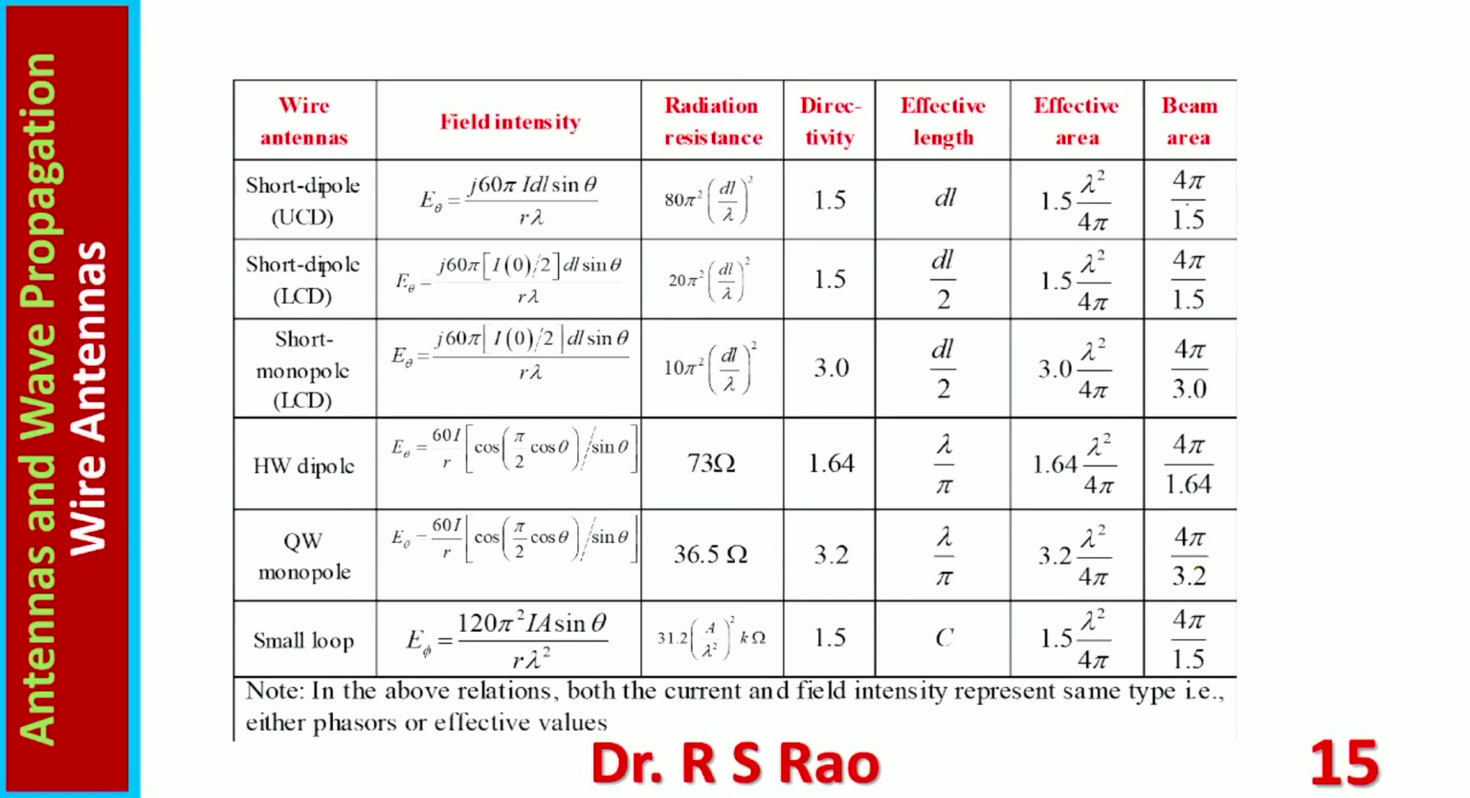Here is shown a gist of information regarding wire antennas: short dipole with uniform current distribution, linear current distribution, short monopole with linear current distribution, half wave dipole, quarter wave monopole, and small loop. Field intensities are given, radiation resistance expressions are given, directivity is given for all these radiators, effective length is given, effective area is also given, and beam areas are also enumerated here.